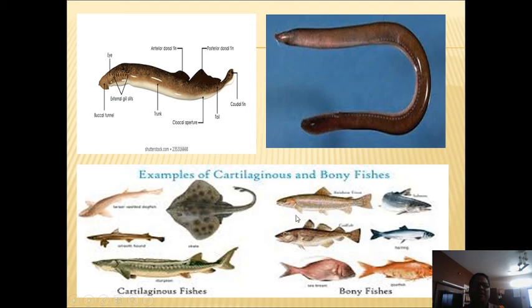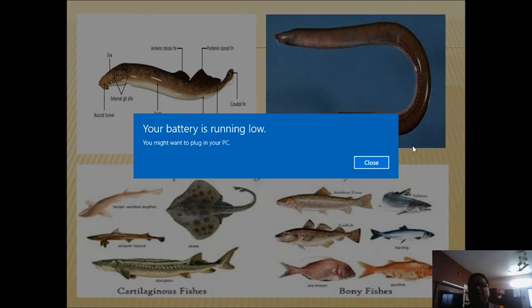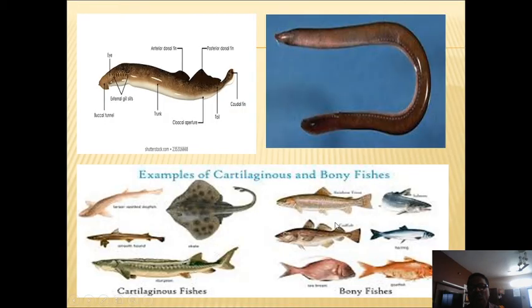Now these are the different examples of the fishes. These are the primitive fishes. I have said that these are the cyclostomes. Cyclo means round, stoma means mouth. Example is this Petromyzon, commonly called lamprey. And this is a Myxine, which is commonly called hagfish. And these are the different types of the cartilaginous and the bony fishes.